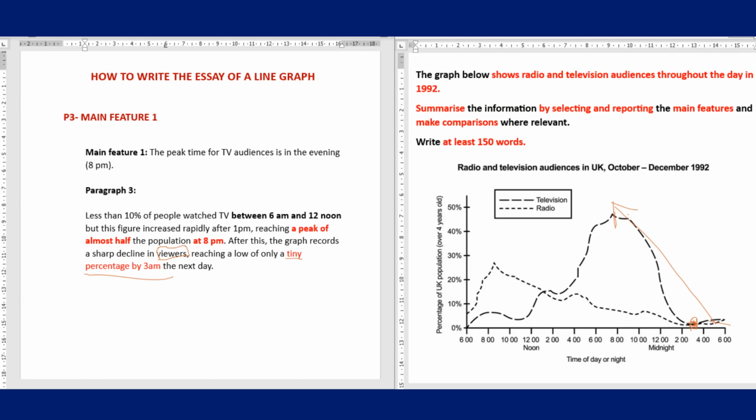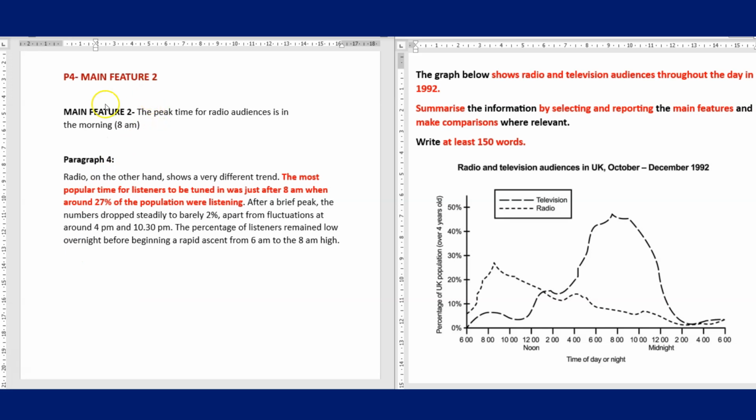Now we are done with the TV audience. Let's move on to our next paragraph. All right, so this will be our main feature 2, which is our last paragraph, which is paragraph 4. So in the main feature 2, we are going to now describe saying that the peak time for radio audiences is in the morning, which is 8 a.m. Okay, so now let's go about also describing that as well. Remember, we stated that you have to make sure there is a summary, selection, reporting, and comparison, as we did for the TV. All right, let's go on to paragraph 4.